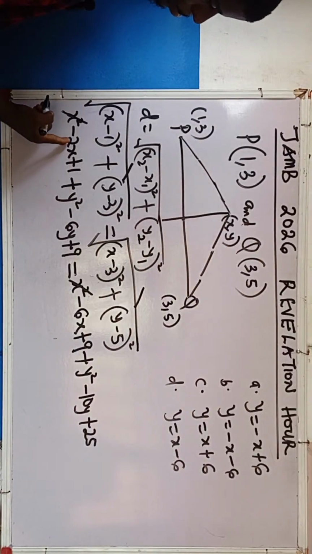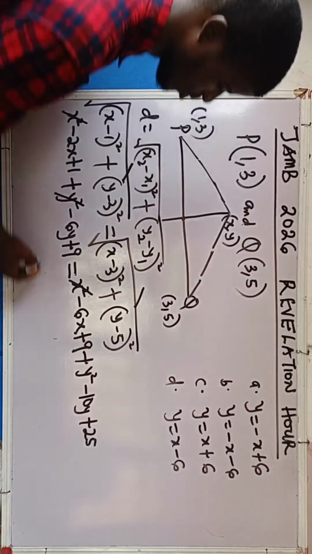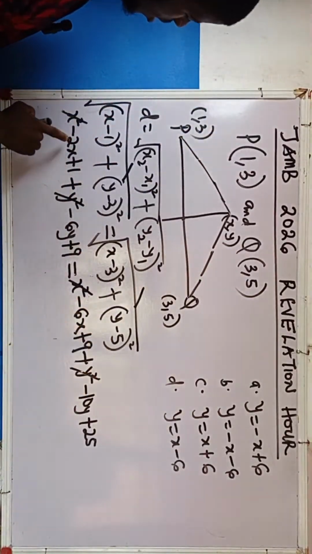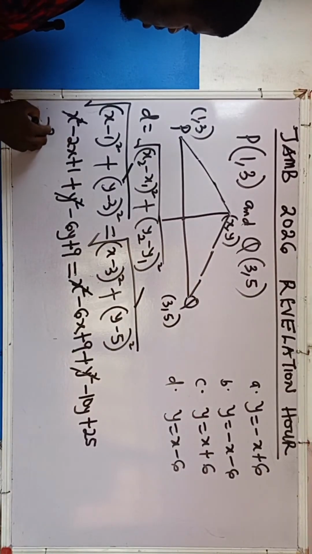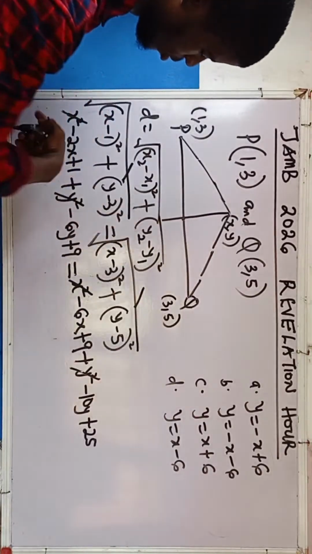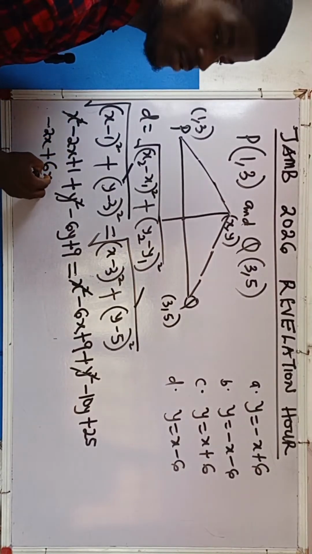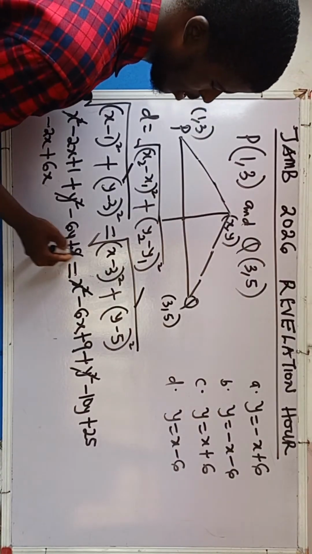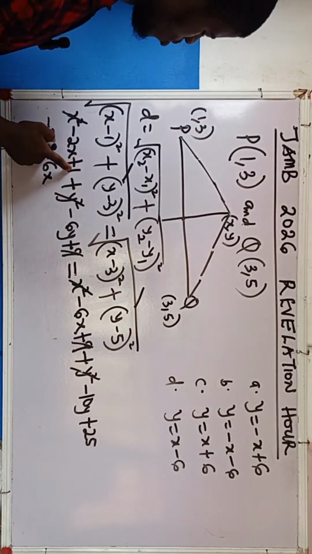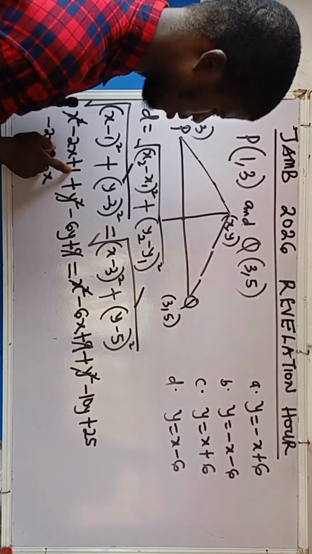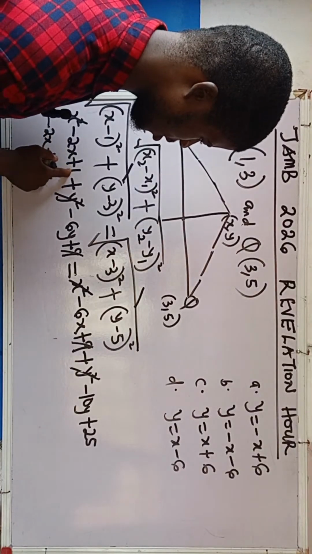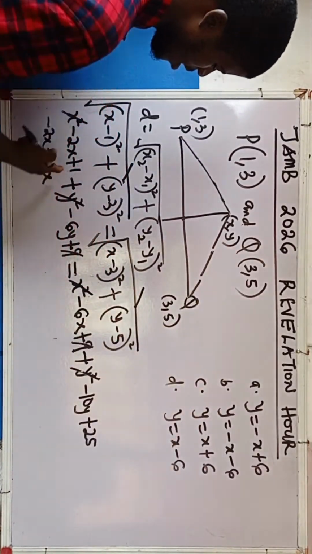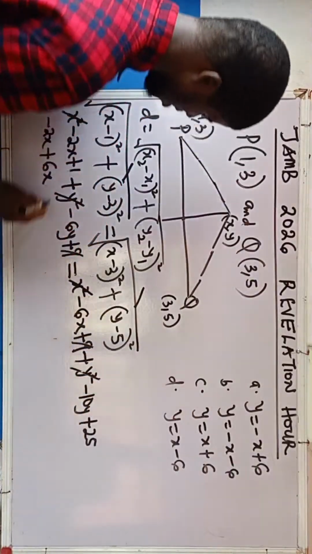So x squared cancels x squared. Y squared is going to cancel y squared because they have the same sign on both sides. So what do we have left here? Minus 2x is here. Minus 6x will cross and turn to plus 6x. 1 plus 9 is 10. By the way, 9 can cancel 9, so I'm left with 1 here. Which other value is constant here? We have 25. If 25 crosses, it turns to minus 25. So 1 minus 25.